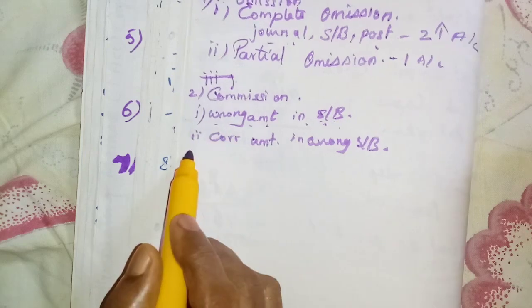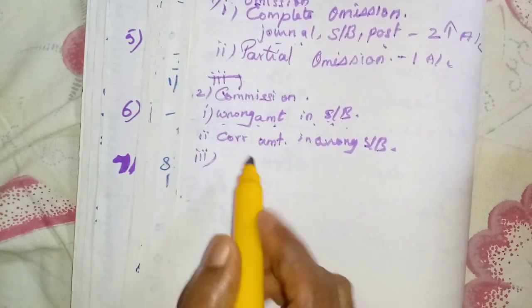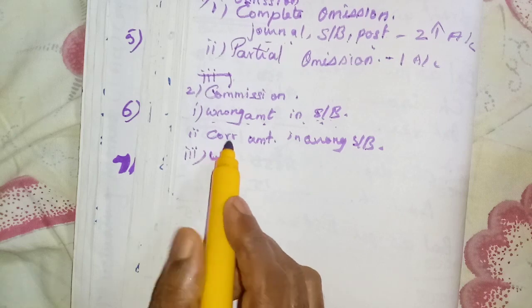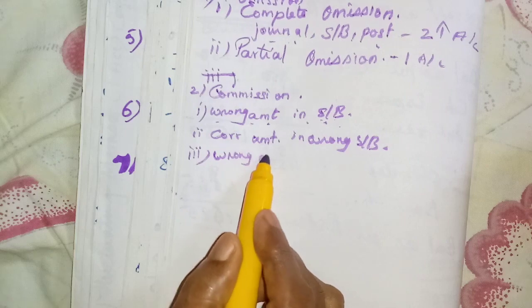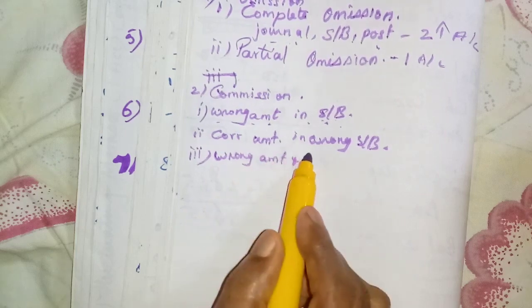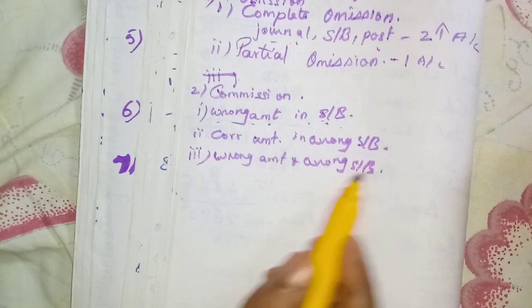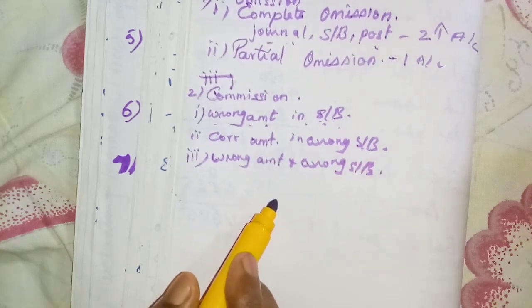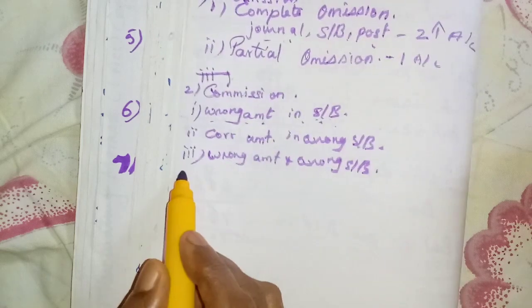Then both can be made wrong: wrong amount in the wrong subsidiary book. A combination of these two, wrong amount and wrong subsidiary book. For goods purchased, they may enter in the sales book, and the amount they also write wrong.